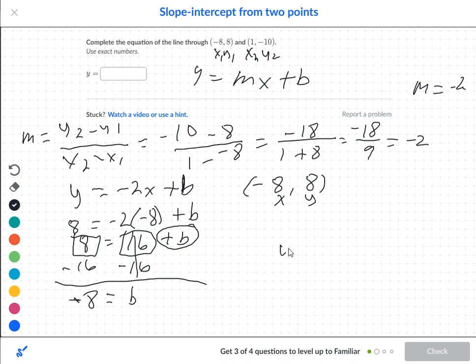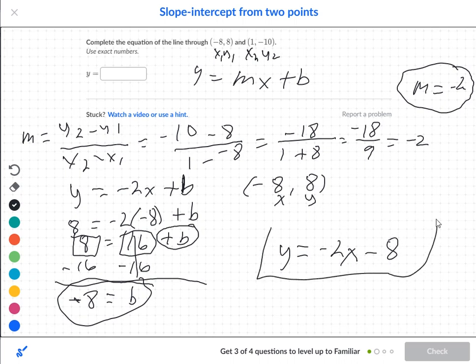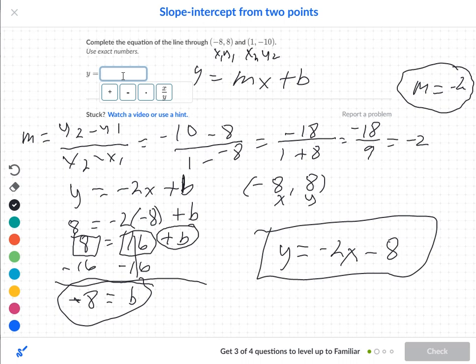So now to rewrite the form, I know y is equal to, replace the m with the negative 2, because we know that m is a negative 2x. We know that b is a negative 8. So this should be my answer right there. So my answer should be y is equal to a negative 2x minus 8. Now the y is already in place, so the only thing we have to type in would be the negative 2x minus 8.